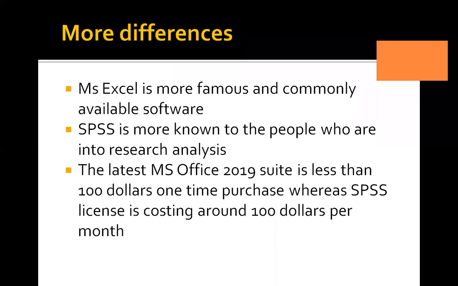MS Office is much cheaper than an SPSS license. The newest version of MS Office, the latest one, is 2009. It's a one-time purchase, and you can get it for less than $100. In fact, 250 or 300 riyals from the Jarir bookstore. They also have a newer version, Office 365, which takes an annual charge, again around $100. But when it comes to SPSS, if you want to buy a full-fledged license, you have to pay a good amount, around $100 per month.